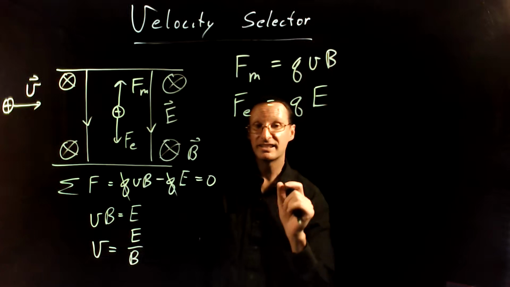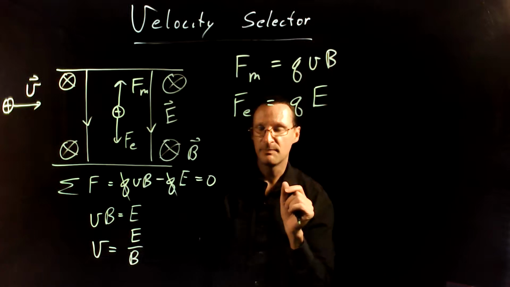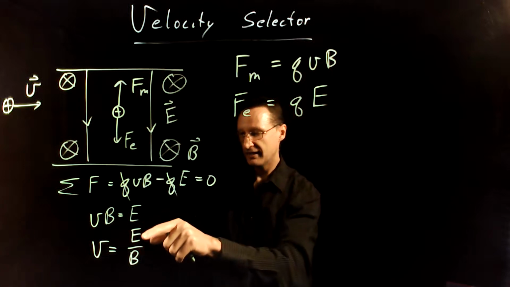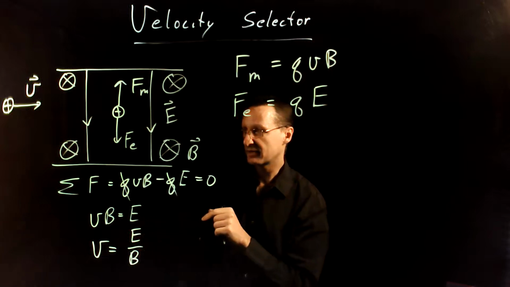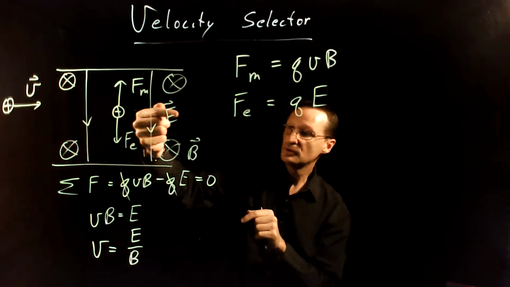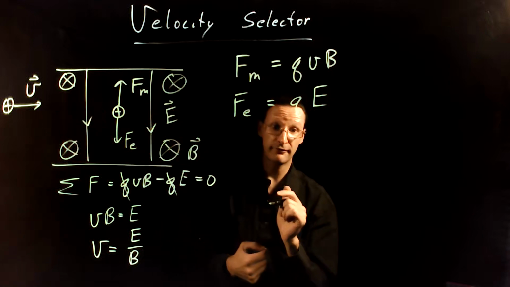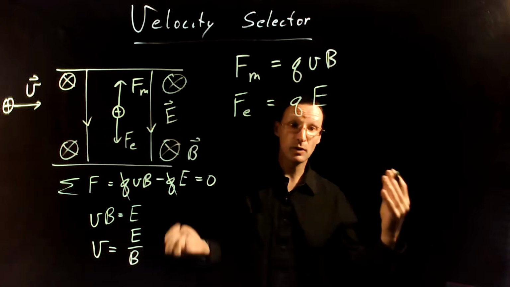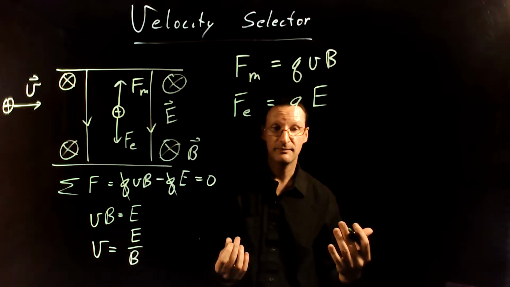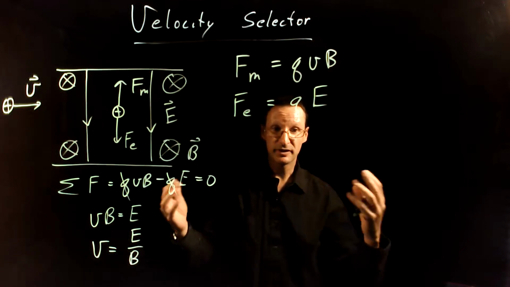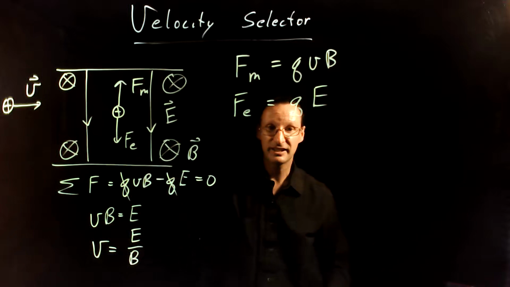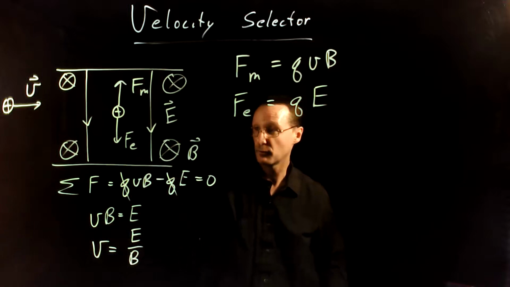It's only the ones that have just the right velocity, the velocity that is equal to the electric field over the magnetic field, that will come through unscathed and won't curve at all. They will have zero net force, and those are the ones that we're selecting. Okay? Hopefully this helps you understand the interaction between electric and magnetic fields and forces on charges.